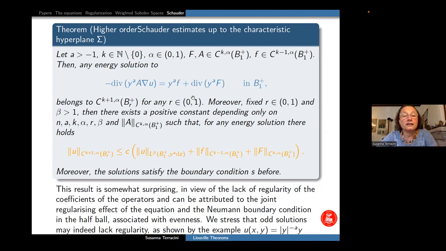And then we have that energy solutions, in fact, satisfy the usual higher order Schauder estimate. This is maybe considered somehow surprising because the regularity of the weight is lower when A is not an integer than that of the solutions, okay? The fact is that the gain of regularity with respect to the regularity of the coefficient has to be attributed to the joint regularizing effect of the equation and the natural Neumann boundary condition, even when considered in a weak sense.